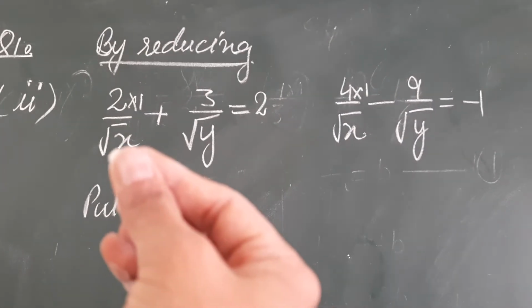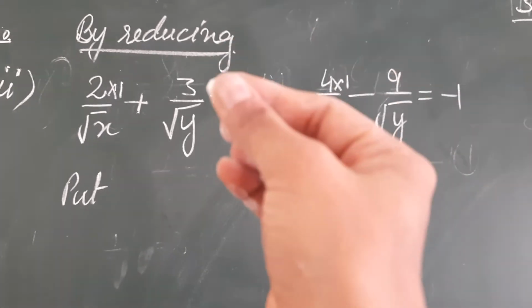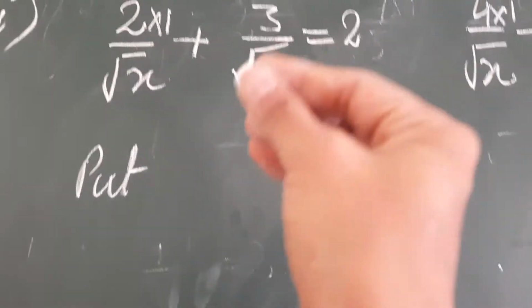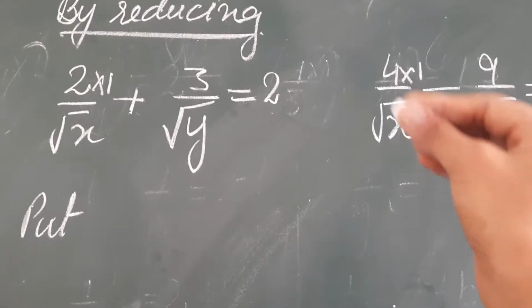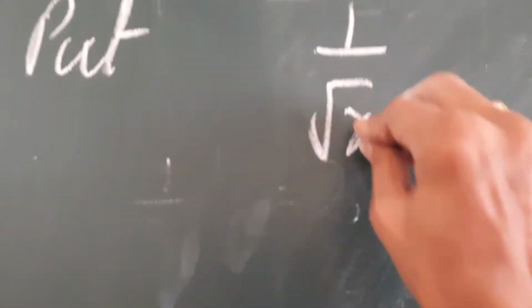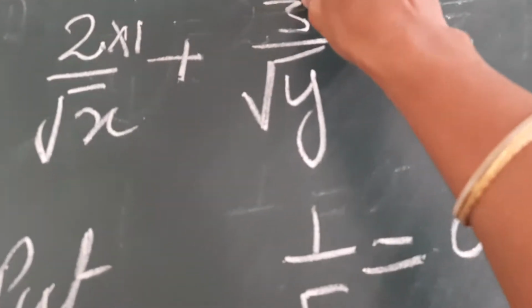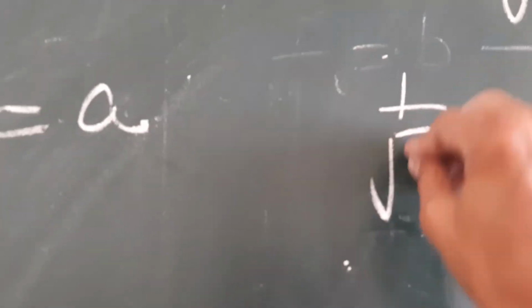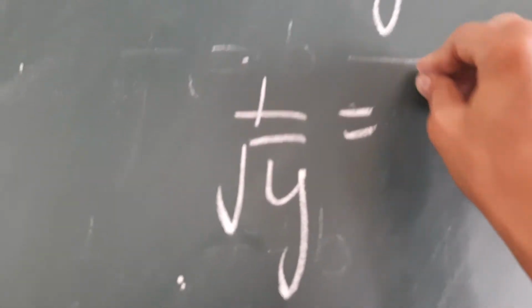Now the denominator is same, root x, root y. And from numerator, if they are not same, we will take 1. So again, let us put 1 by root x because they are present in both the equations. 1 by root x is equal to a, and similarly here 3 is not there, so we'll take 1 by root y, and here also 1 by root y as b.